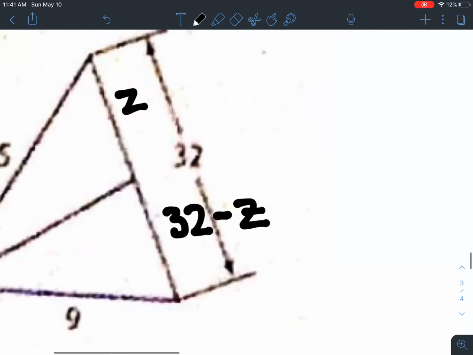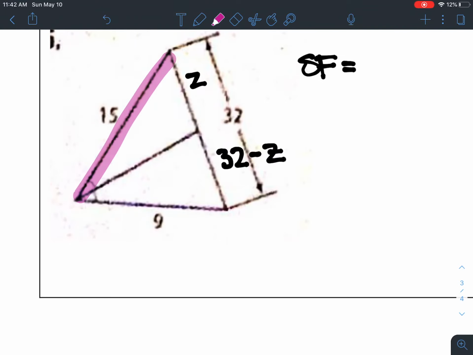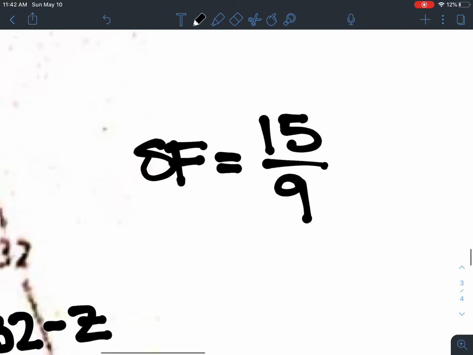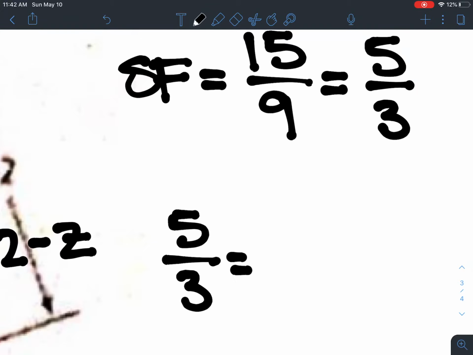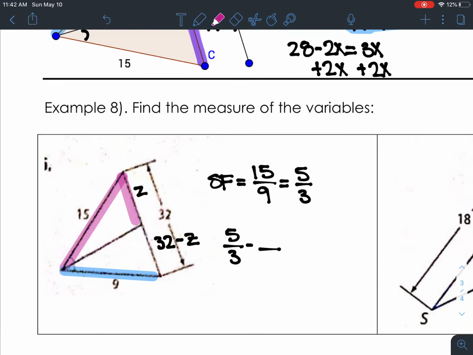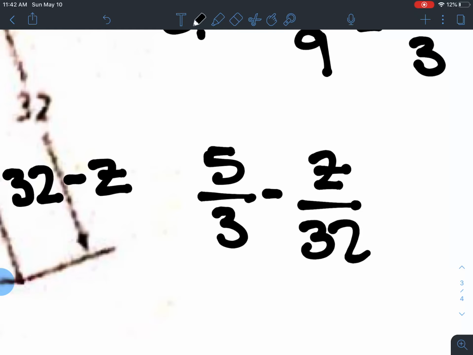But let's start with finding the scale factor. So the scale factor is going to be the corresponding sides, the other sides. So I'm going to do 15 is to 9. And if I reduce that, I'm going to get 5/3. So getting 5/3, I'm going to now match up the corresponding segments. Because z is adjacent to the 15, that's going to go on the top. And then 32 minus z is going to go on the bottom.